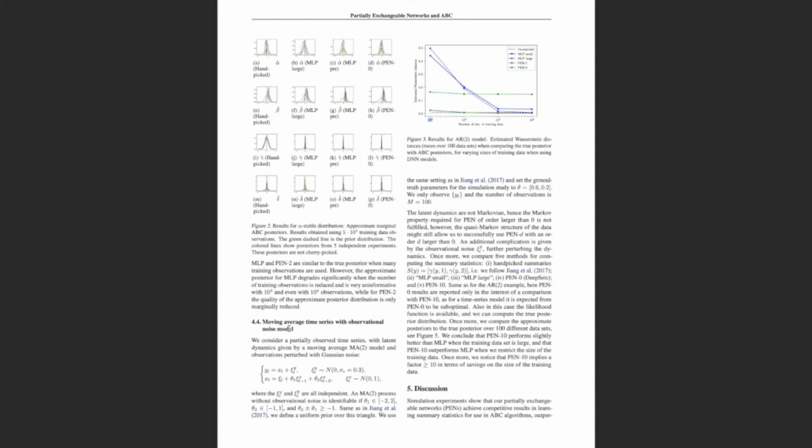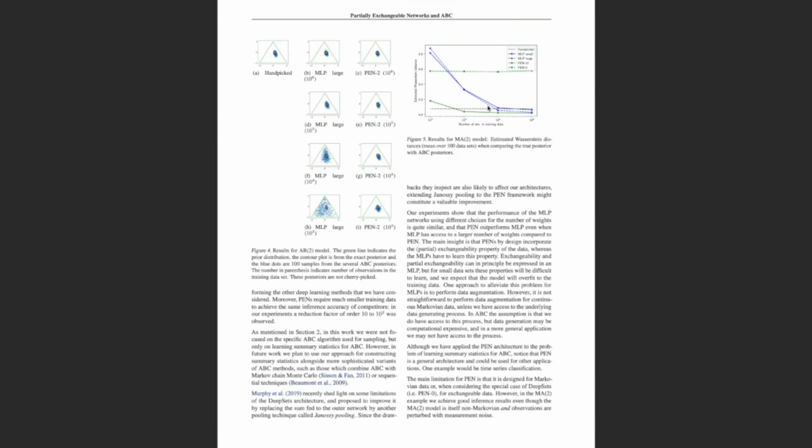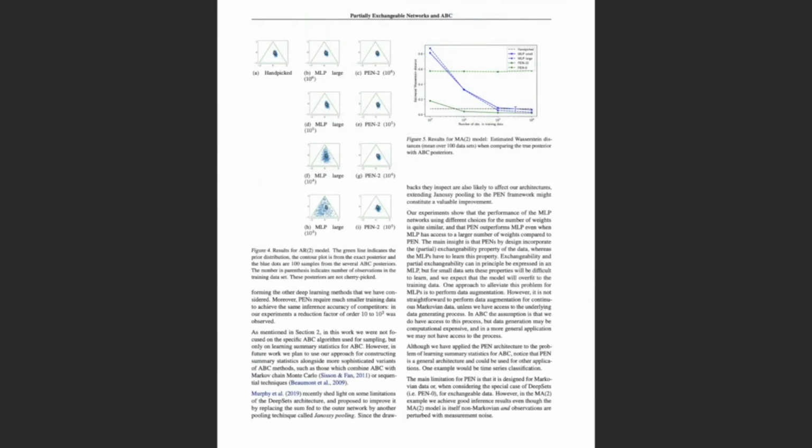Okay, and for the moving average, the experiment is like this. Their proposed model is of order 10. What does this mean? It means plus theta 1, theta 2, theta 3, and so on up to theta 10. So they are using a moving average of order 10.